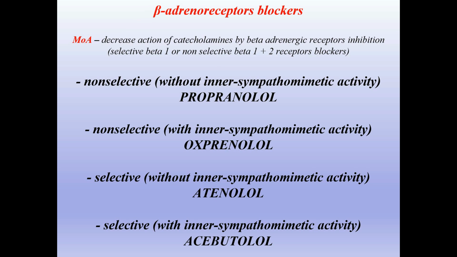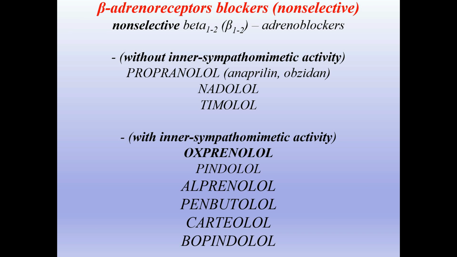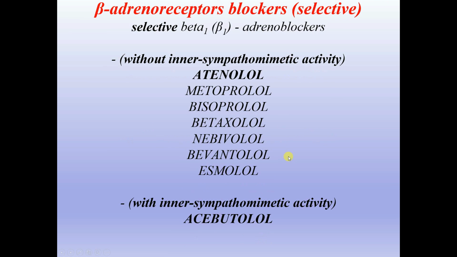Mechanism of action: decrease action of catecholamines by beta-adrenergic receptor inhibition, selective beta-1 or non-selective beta-1 plus beta-2 receptor blockers. Non-selective without intrinsic sympathomimetic activity: propranolol; non-selective with intrinsic sympathomimetic activity: oxprenolol; selective without intrinsic sympathomimetic activity: atenolol; and selective with intrinsic sympathomimetic activity: acebutolol. And the same slides which were already in this lecture in the beginning, non-selective beta blockers and selective beta blockers.